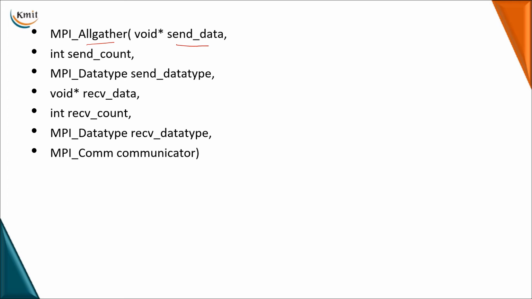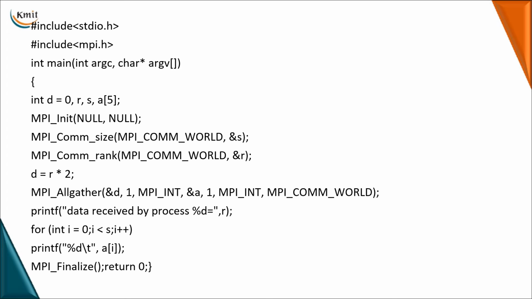Same, the data pointer to the sender data, number of values, the data type, the receiver data, the count of your receiver data, and what is the data type of your receiver data. So if you can just see here, ampersand S will tell you the number of processes, R will give you the ID. So MPI_Allgather.